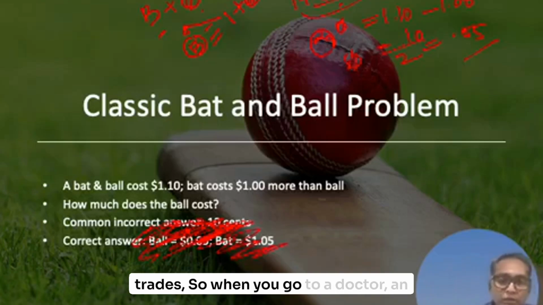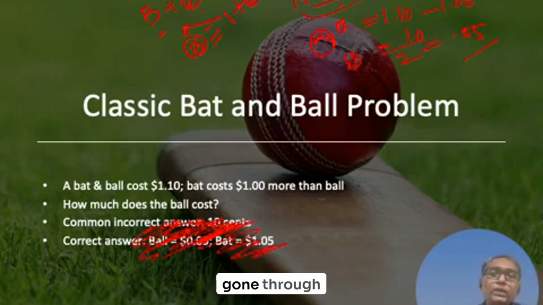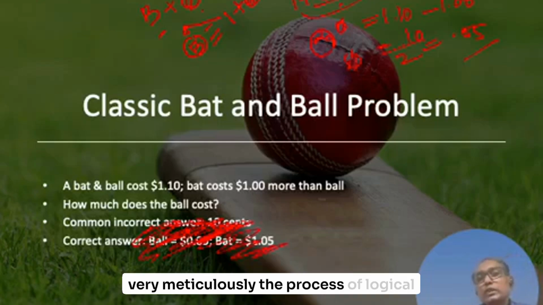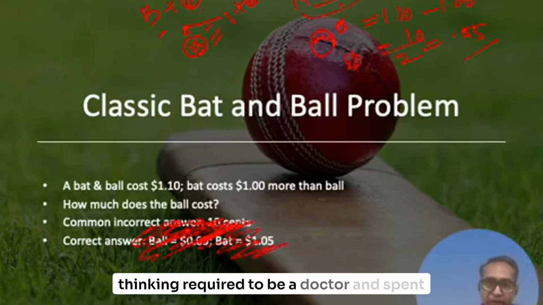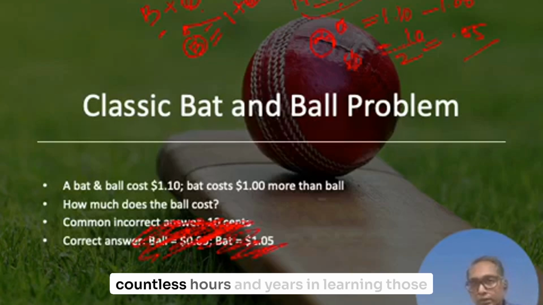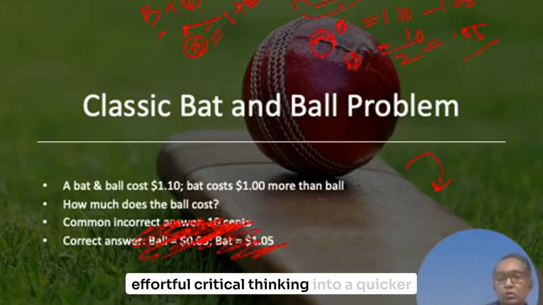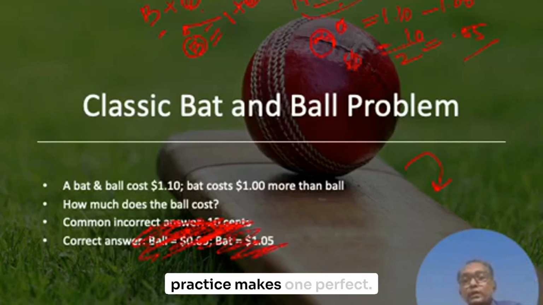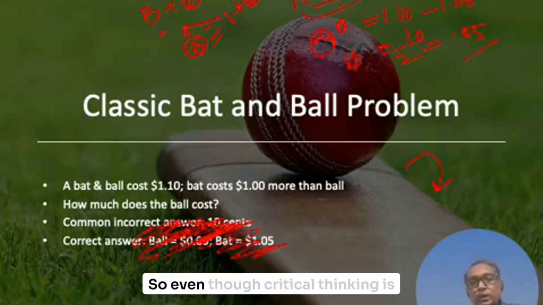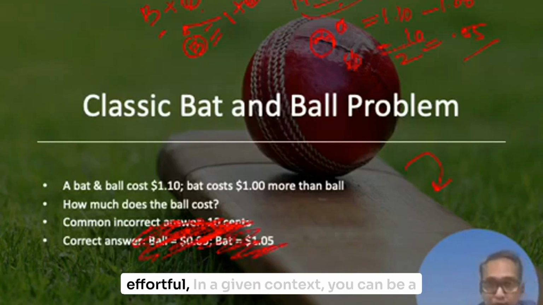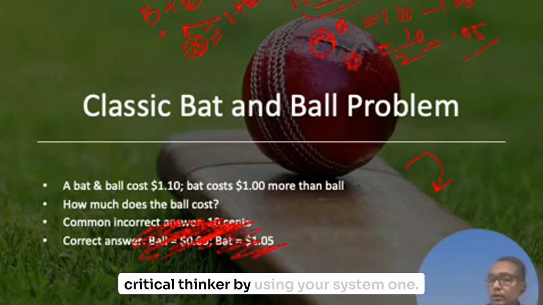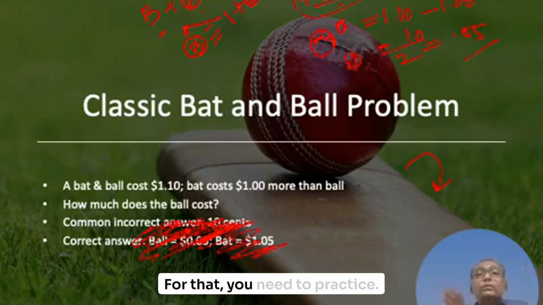So when you go to a doctor, an expert, they have gone very meticulously through the process of logical thinking required to be a doctor and spent countless hours and years learning those skills. Expertise will result in turning this slow, effortful, critical thinking into a quicker one. Practice makes one perfect. So even though critical thinking is effortful, in a given context, you can be a critical thinker by using just system one. For that, you need to practice.